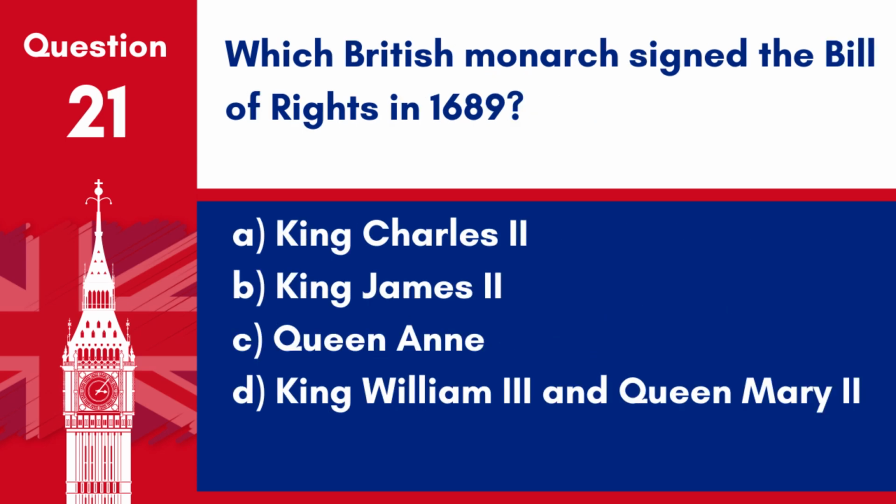Question 21. Which British monarch signed the Bill of Rights in 1689? A. King Charles II. B. King James II. C. Queen Anne. D. King William III and Queen Mary II.